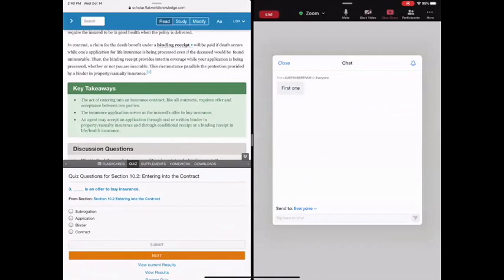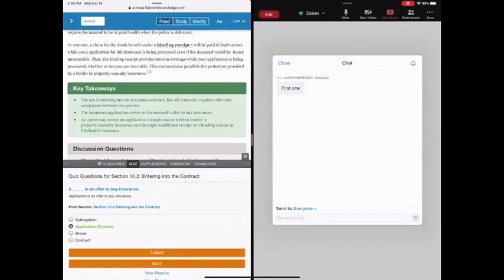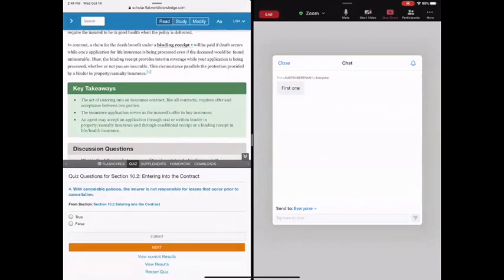Rachel, what do you think? Application. Yep, application. We didn't talk about this in lecture. It's covered in this first section, but I bet you could think your way through it.